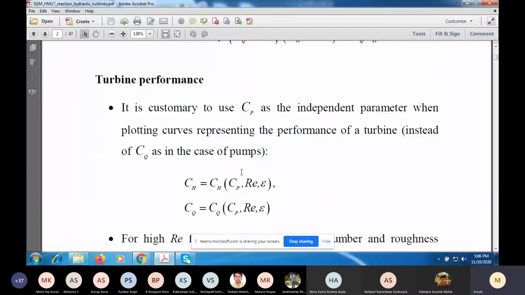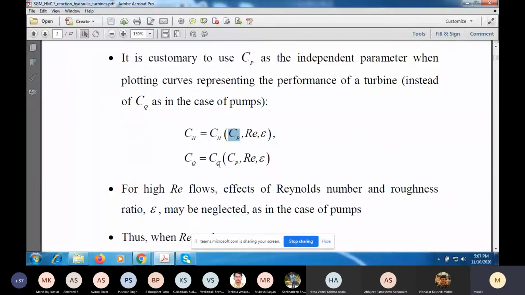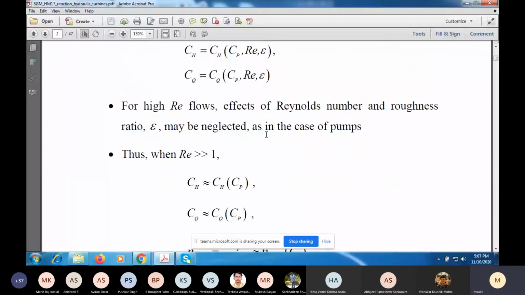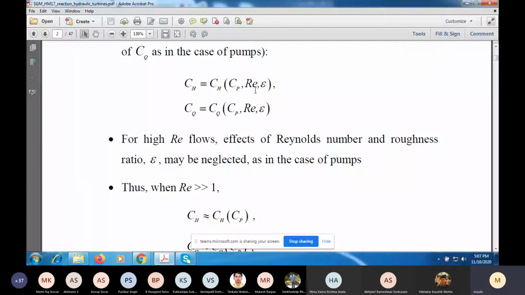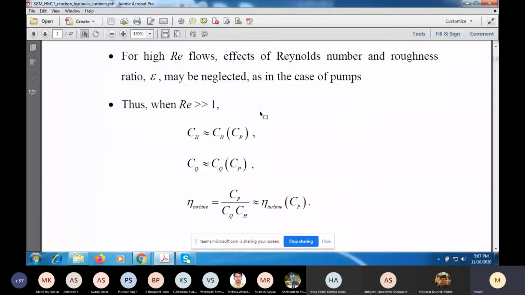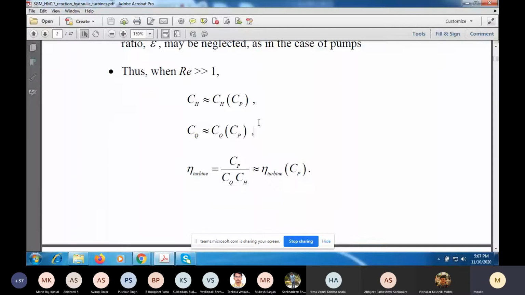Now, there will be 3 independent parameters, as in the case of a pump. But in the case of a pump, the important independent variable is Cq, the flow rate. Here, it's customary to use Cp. So we will express Ch as well as Cq as a function of Cp, Re, and the roughness ratio epsilon. Now, for high Re flows, which are turbulent and rough, where the impeller surface is rough, the dependence on Re and epsilon can be neglected. So then there will be only one dimensionless parameter, as in the case of a pump. But here the parameter we use is Cp. So Ch will depend on Cp, Cq will depend on Cp, and hence eta will also depend on Cp only when the Reynolds number is large.